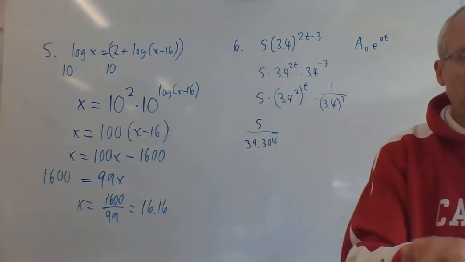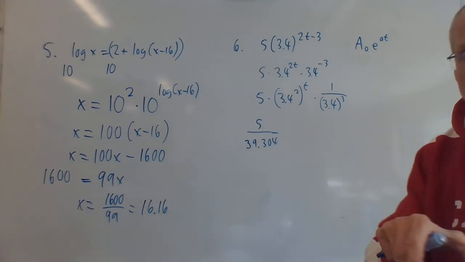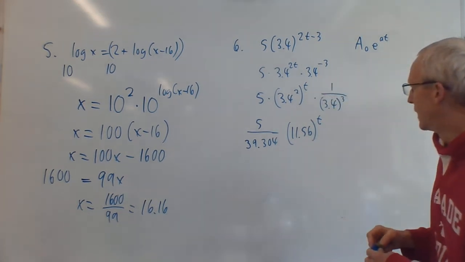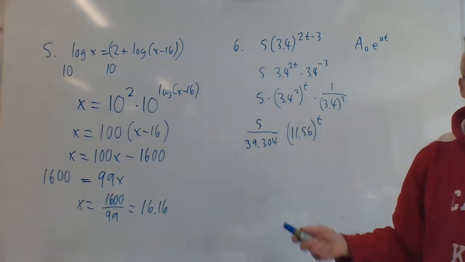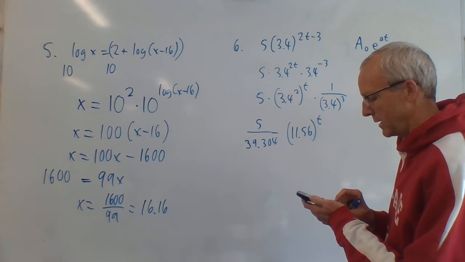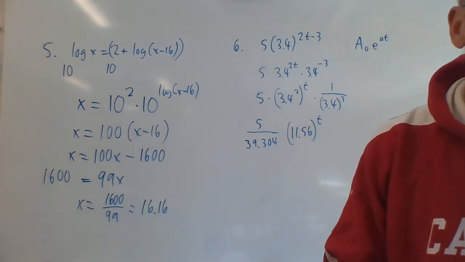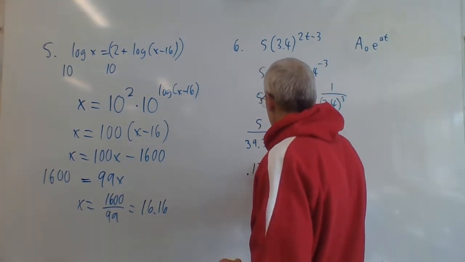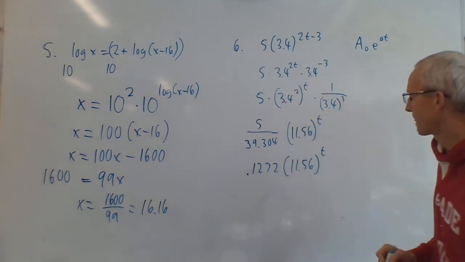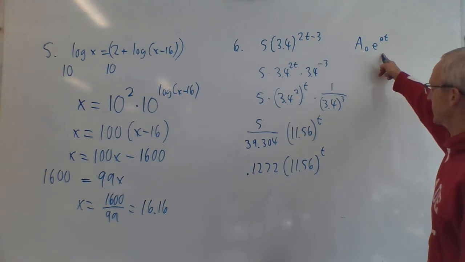And then 3.4 squared, yep, 3.4 squared is 11.56. So that's 11.56 to the t. If we wanted it to the b to the t form, we'd be done. Okay, that would be the b to the t form. But we got to do that here first. So let me do that. So 5 divided by 39.304 is 0.1272. So this is 0.1272 times 11.56 to the t. Which is a perfectly good way to write it. This is the b to the t form, but I said this one, so we got to change that.